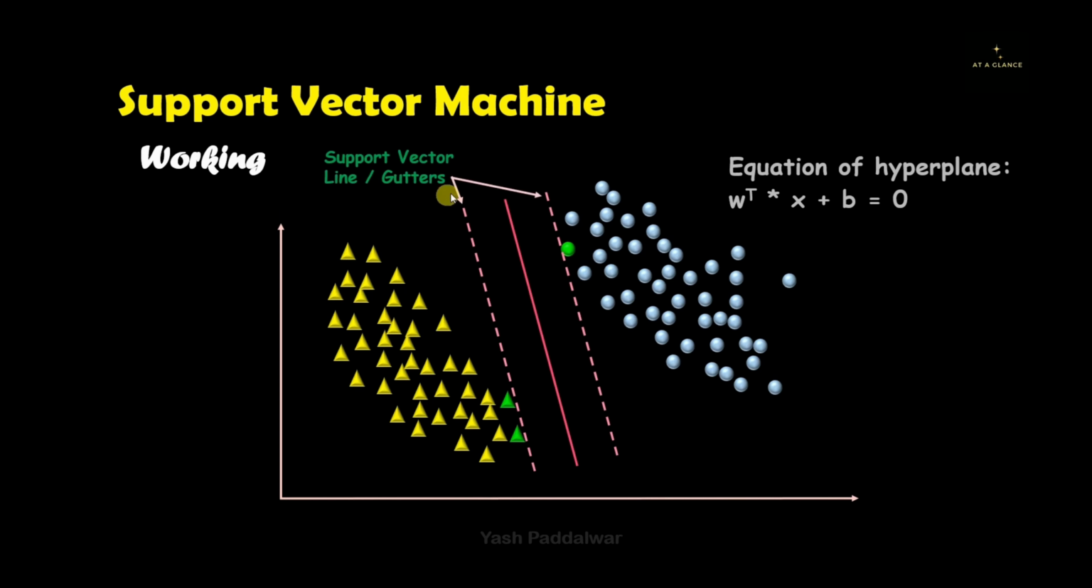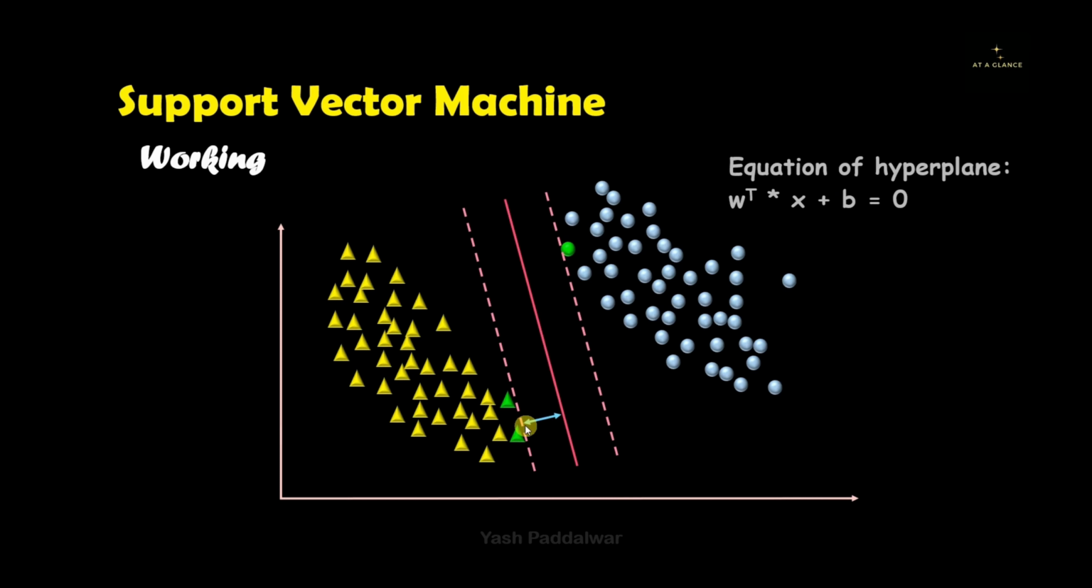These lines which pass through the support vectors and are parallel to the hyperplane are called support vector lines or gutters. The line passing through the support vector which lies in the positive class is called the positive gutter, and the negative class line is called the negative gutter.